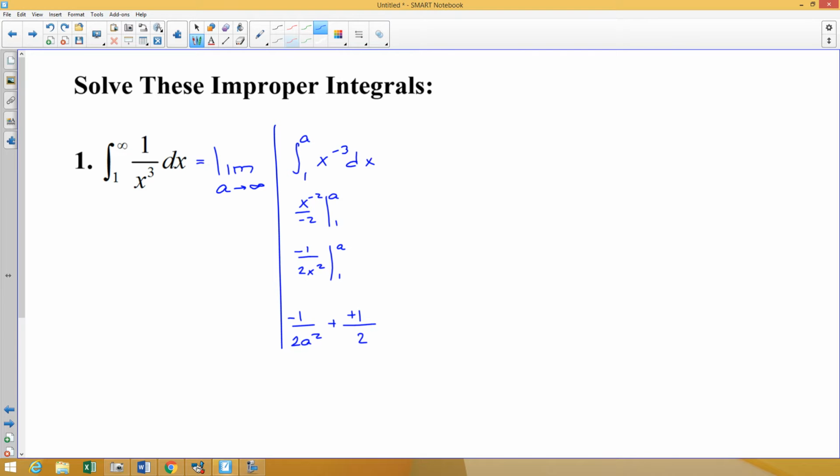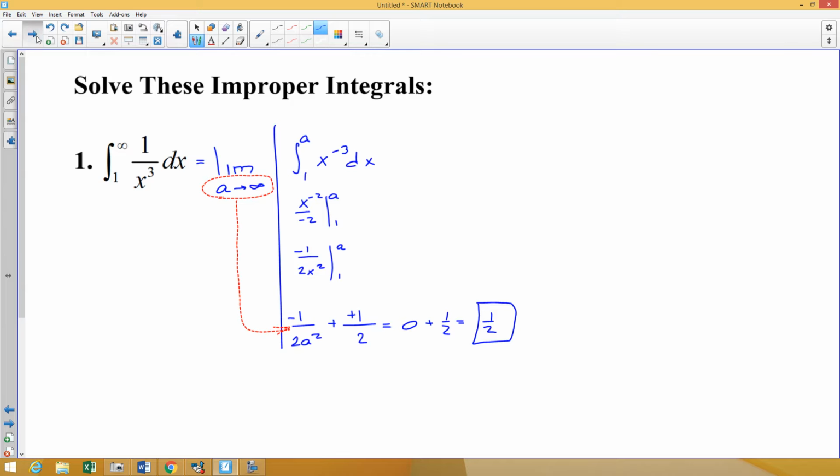So once I do that, now we go back and visit the limit, and I'll know what happens as a approaches infinity. So I'm going to go here and see what happens to this function, 1 over 2a squared plus 1 over 2. And as a approaches infinity, 1 over infinity approaches 0, and 0 plus 1/2 is 1/2. So there's our answer.